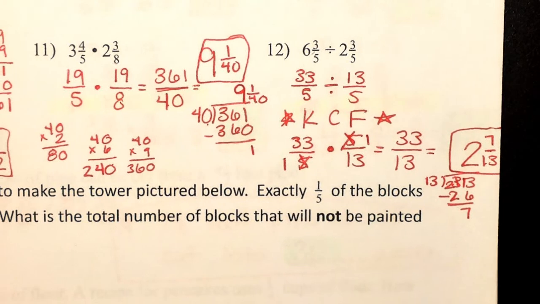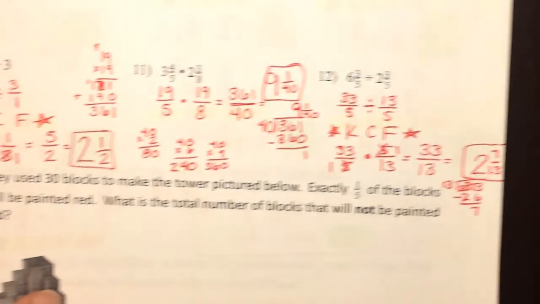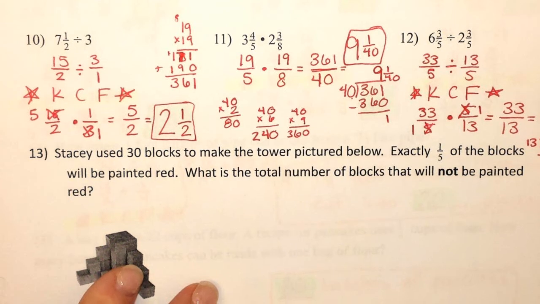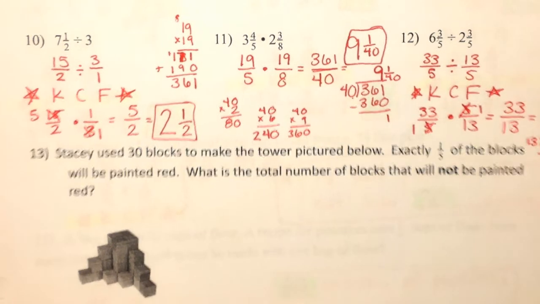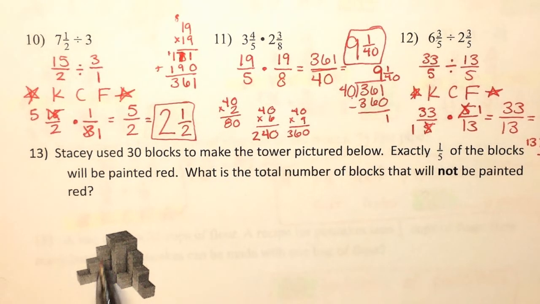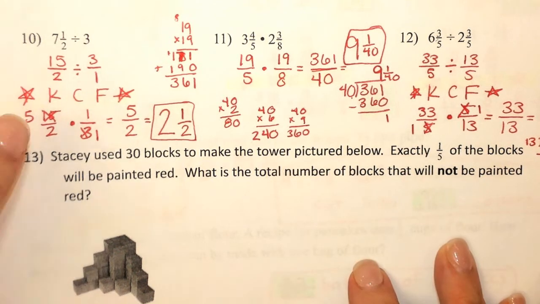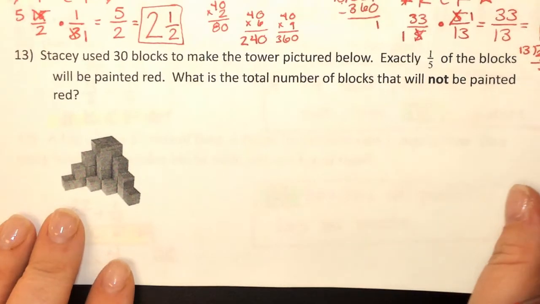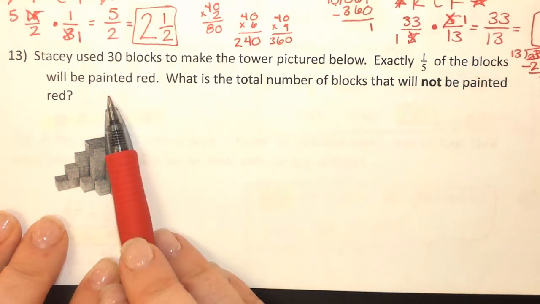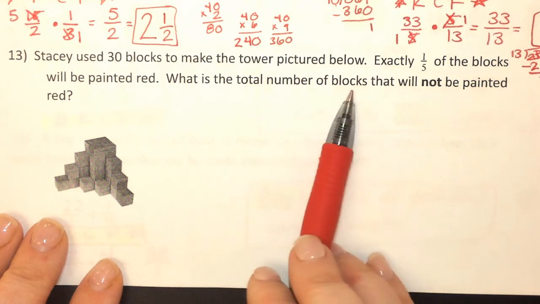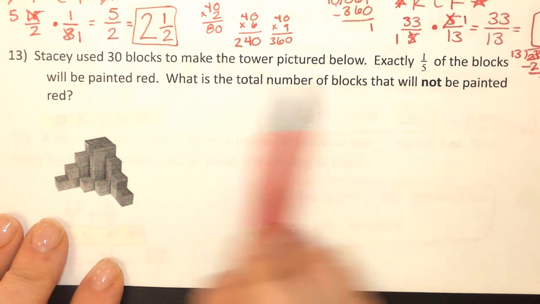All right. I want us to look at the word problem. We had a bunch of stuff on this worksheet. There's multiplying, there's dividing, so I've got to be able to decide what to do on the word problem, okay? It says, Stacy used 30 blocks to make the tower picture below. So here's my tower of blocks. Exactly 1/5 of the blocks are going to be red. We want to know the total number that will not be red.